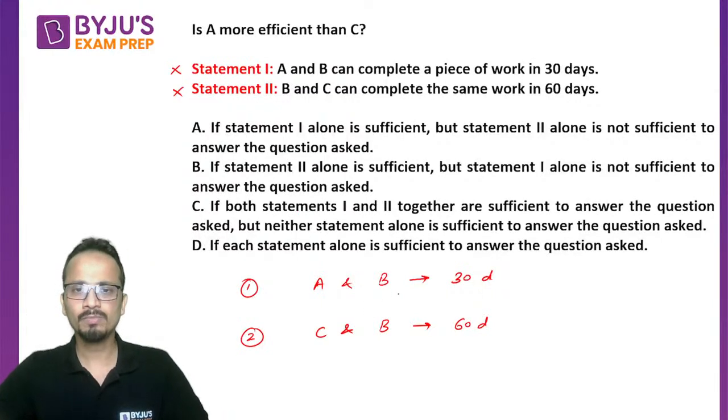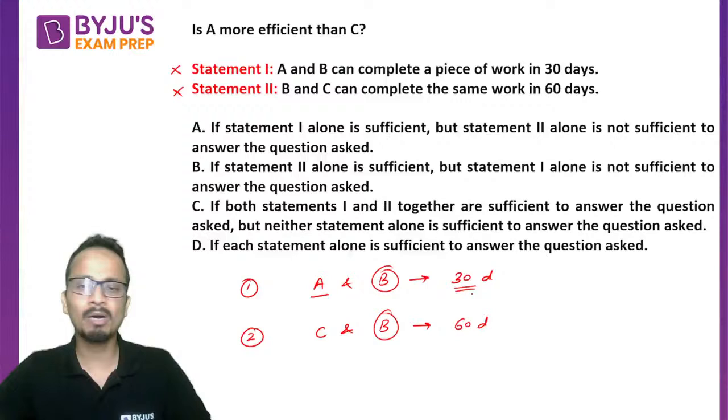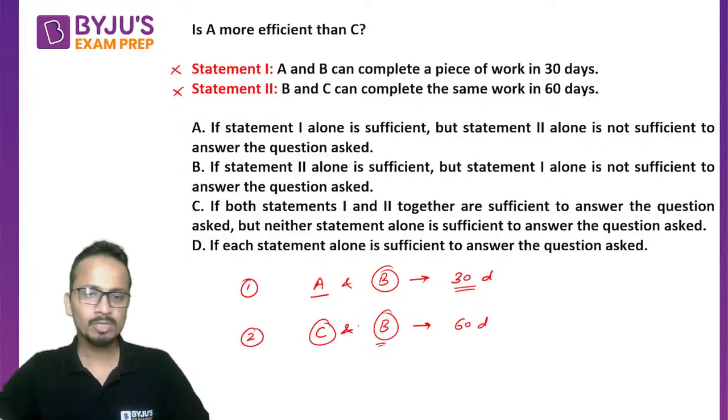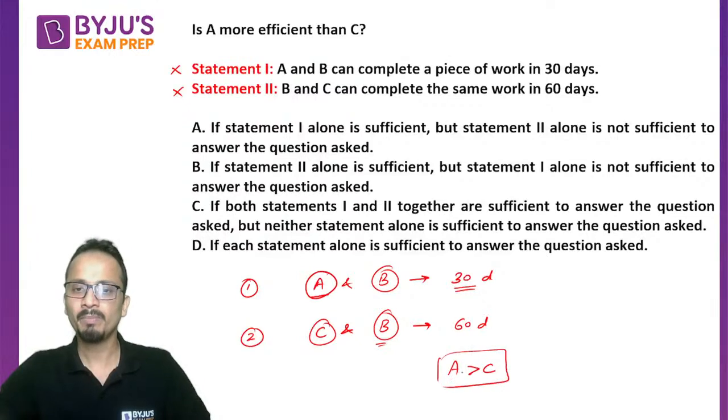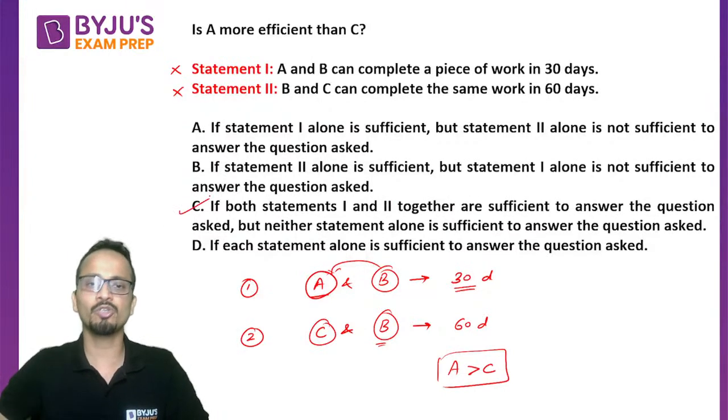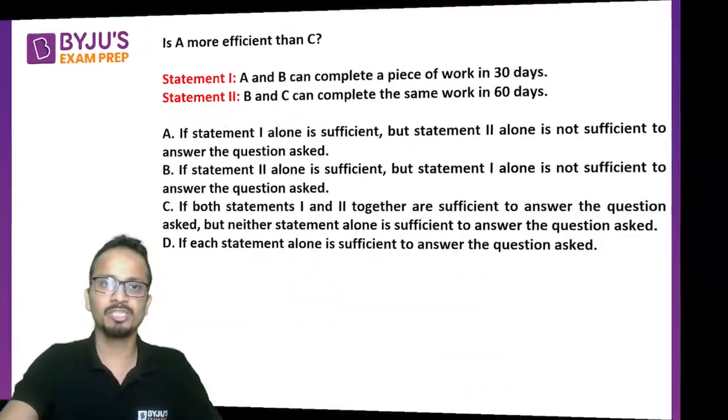Now if I combine these two, I can see that B is common here. When B works with A, he can finish the work in less time compared to when he works with C. So that means A must be more efficient than C. Because when B takes help of A, the work is finished in 30 days, which is less than when B works with C. So the answer will be option C, if both statements 1 and 2 together are sufficient to answer the question, but neither statement alone is sufficient. Next question.